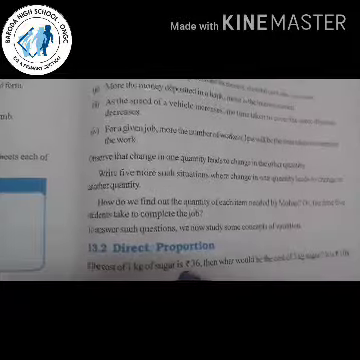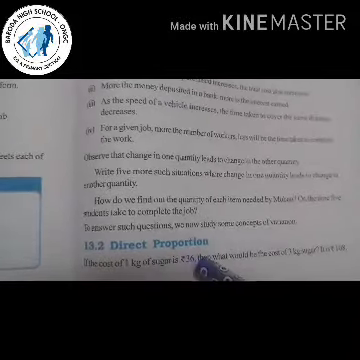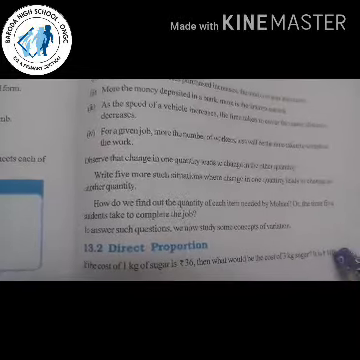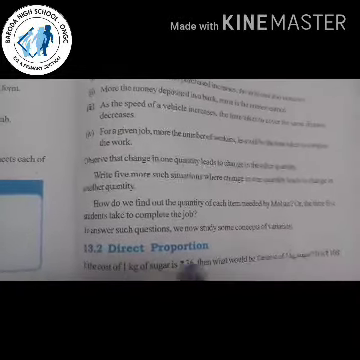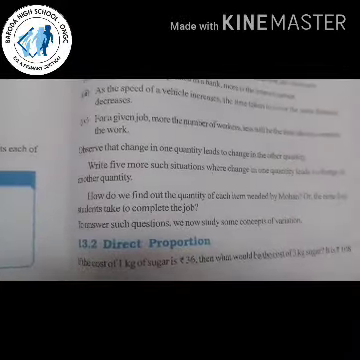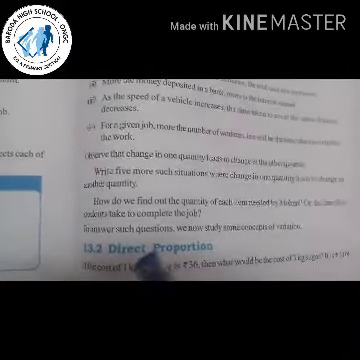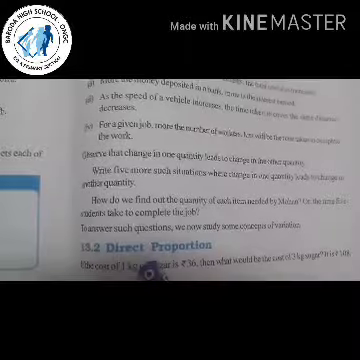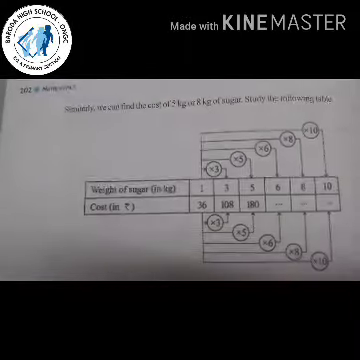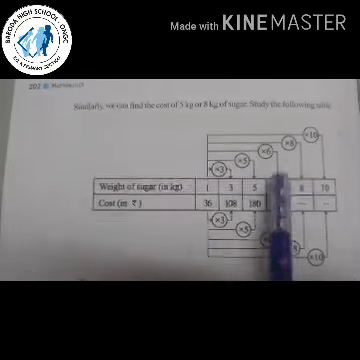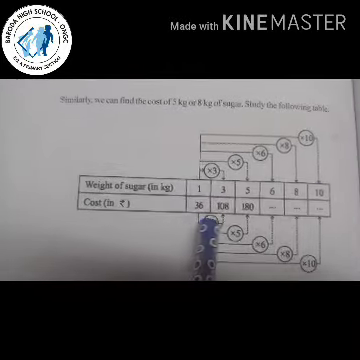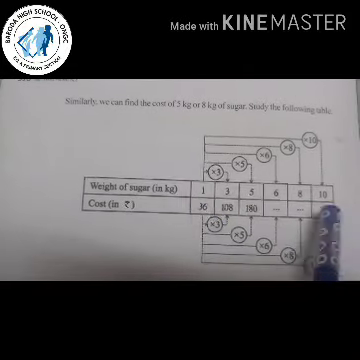Okay, for example, if the cost of 1 kg of sugar is 36, the cost of 3 kg of sugar is 108. Here the quantity of sugar has increased and hence the cost has also increased. So the cost and the quantity of sugar, they are in direct proportion. Let us see this representation where the weight of sugar is increasing and the cost is also increasing.